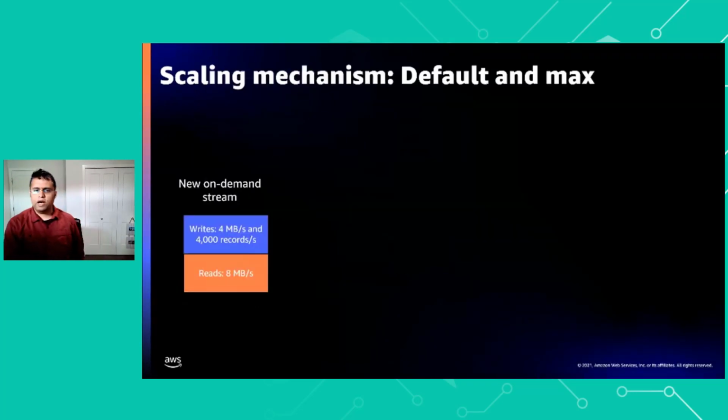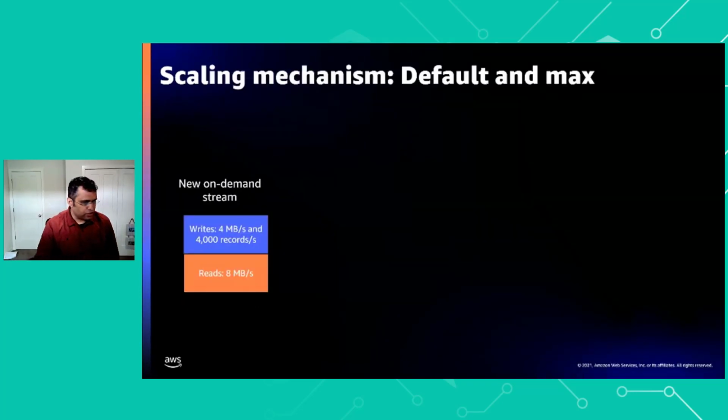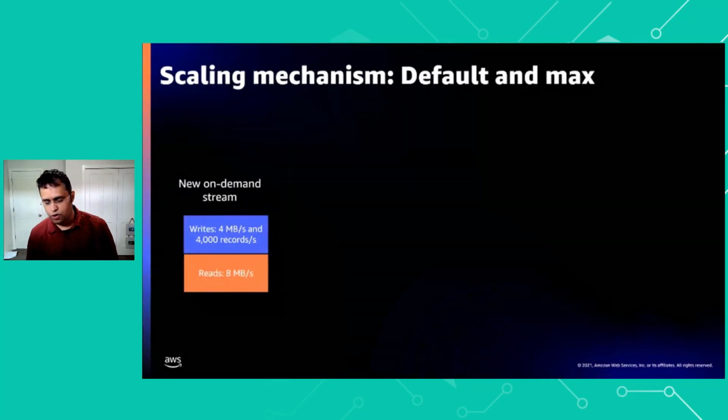So let's talk a little bit about the scaling mechanism, right? Because that is a core aspect of why you want to trust the on-demand capacity mode. So let's talk a little bit more about that. Now, each new stream that you create gives you 4 megabytes per second and 4,000 records per second for writes and 8 megabytes per second for reads. That's how you start when you create a new on-demand stream.